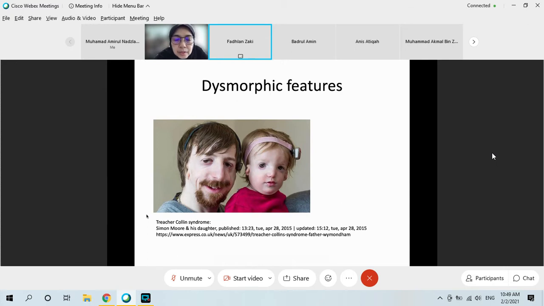Correct. So you call it down slanting eyes. Anything else? What about the ear?